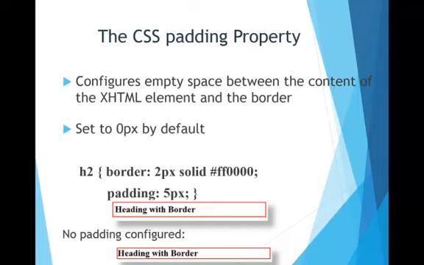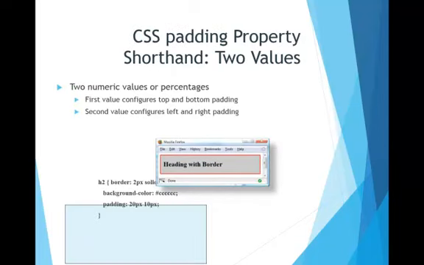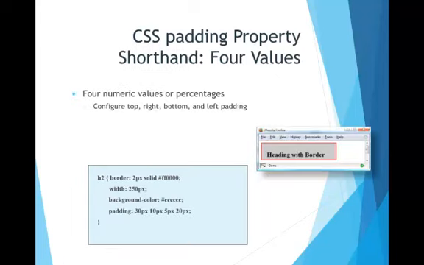The padding property will configure the empty space between the content of the element and the border, whereas CSS can configure the padding on one or more sides of an element, doing bottom, left, right, and top, and you can set all of these differently. Now, if we want to use shorthand, the first value will configure the top and bottom, whereas the second value will configure left and right. For numeric values, we configure the top, then the right, then the bottom, and then the left.